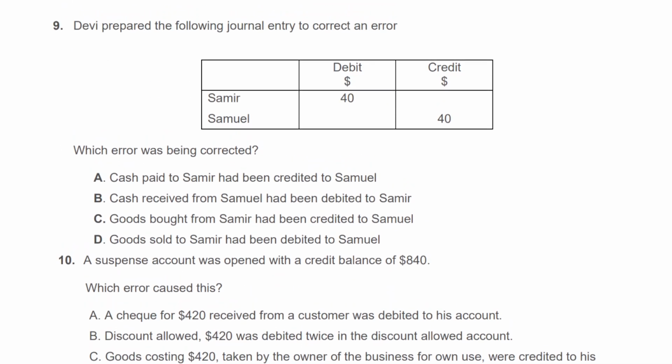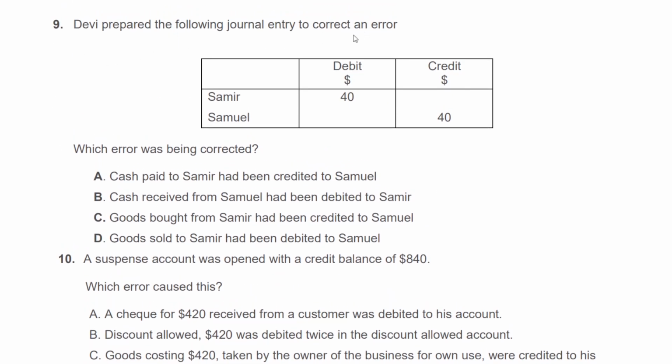Number 9. Davy prepared the following journal entry to correct an error. Okay, so there was some error made, and this is what we used to correct it. So Samir was debited, Samuel was credited. Let's see. Cash paid to Samir had been credited to Samuel. Wait, let me read that again. Cash paid to Samir had been credited to Samuel. In that case, Samuel has nothing to do with it. Cash was paid to Samir.